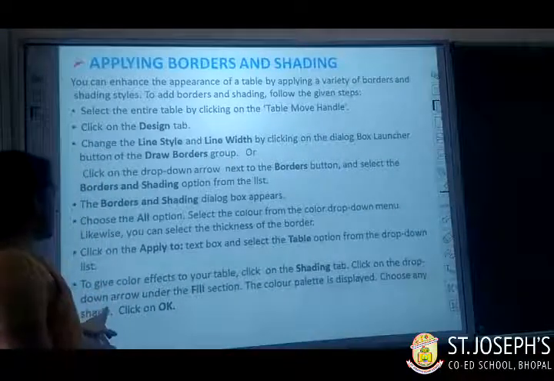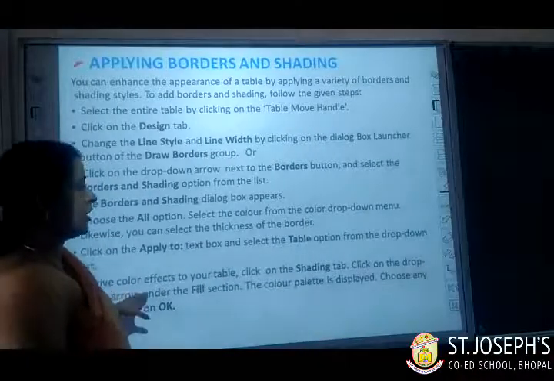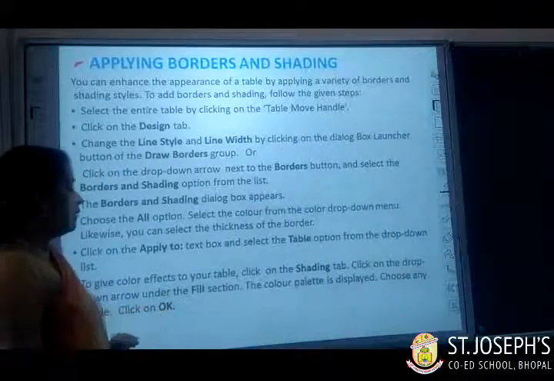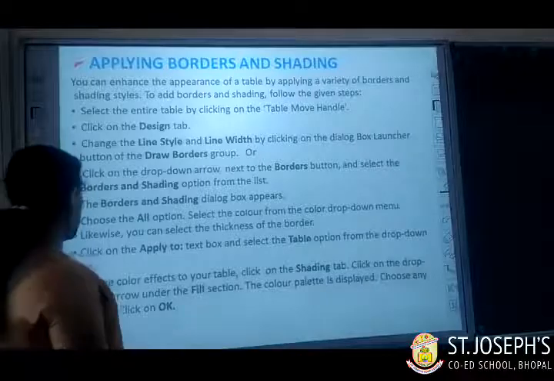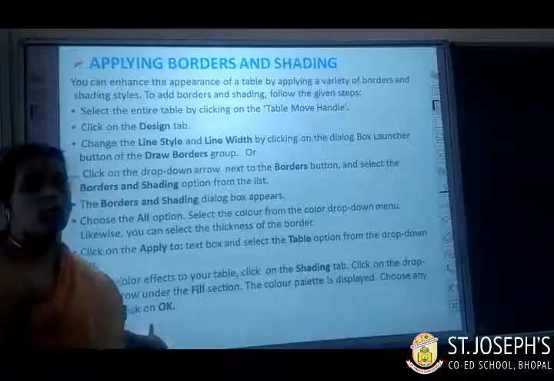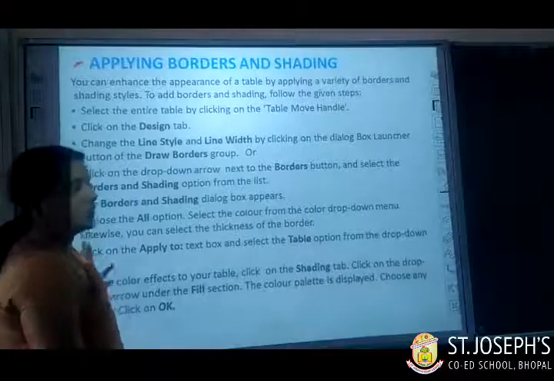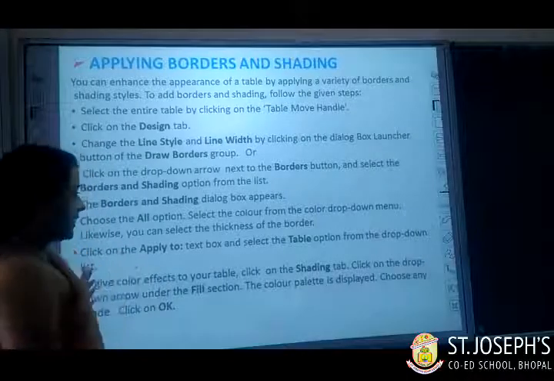Here, to give color effect to your table, click on the Shading tab. Click on the drop down arrow under the Fill section. The color palette is displayed. Choose any shade. Click on OK. Yes, children. So let us see how to apply borders and shading in our table which we have created.